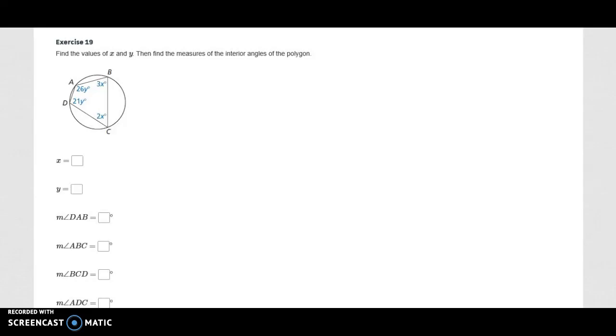All right, this is exercise 19 on the Big Ideas assignment 10.4. I wanted to walk through how to correctly set up this problem and find your x and y values. So first, we know that the opposite angles are supplementary. So that tells us that 26y + 2x = 180, and 21y + 3x = 180.